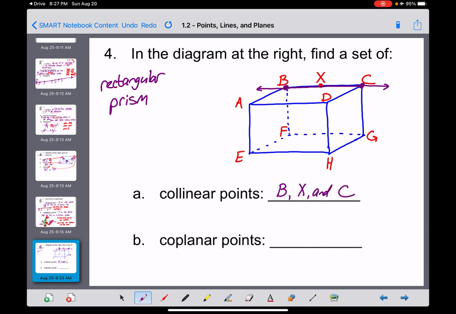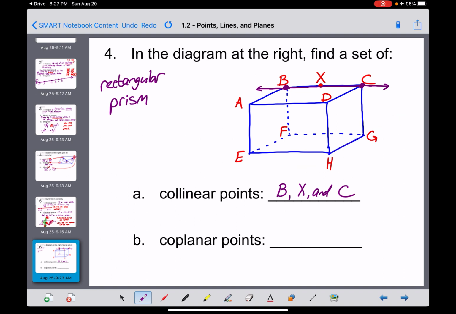Any other line that we have drawn within this figure right here only contains 2 points right now that are labeled. I want to be clear about that. If I were to look, let's say, at point G and point H, and I were to extend that and make a line out of this going forever in both directions, there are an infinite number of points on that line, but only 2 of them are labeled, G and H. Now, if I wanted to put a third point right here and call that Y, then I could say that H, G, and Y would be collinear points as well. But just using what they gave me, B, X, and C are really the only answer to this question here.